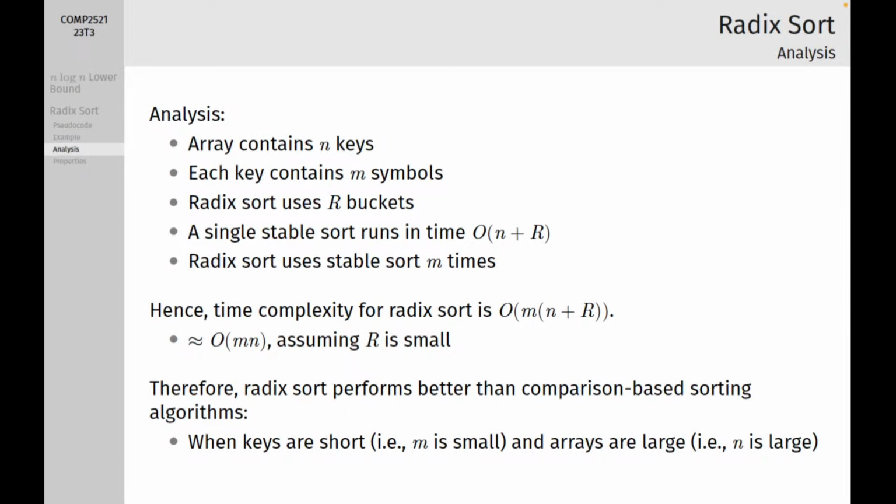Okay, so here's the analysis of radix sort. So we know that the array contains n keys, right? That's the size of the array.